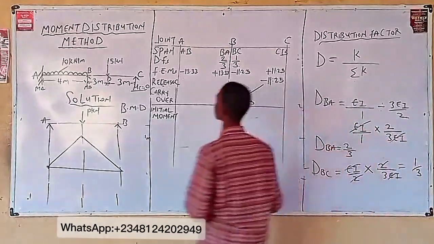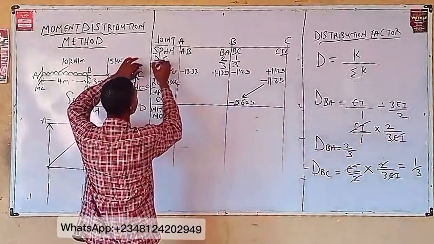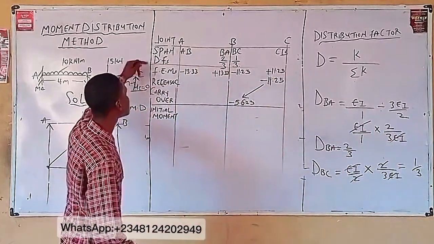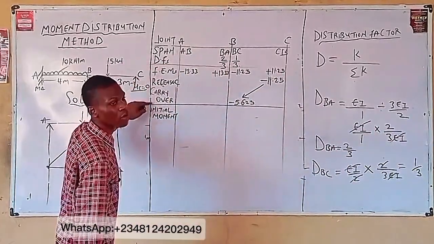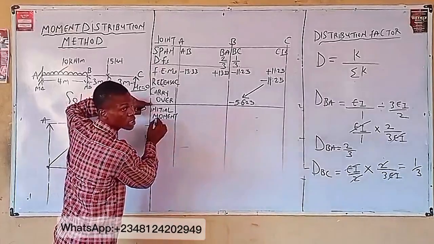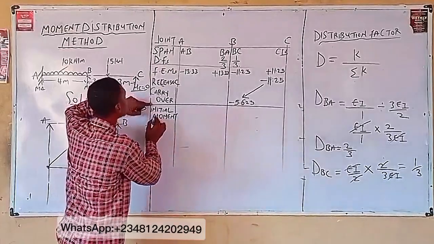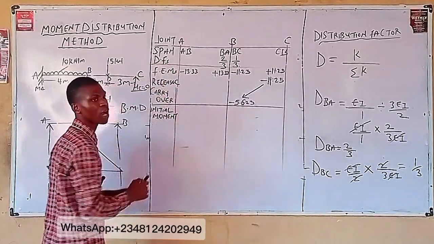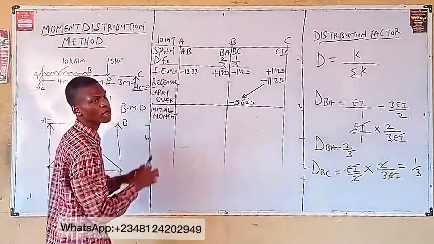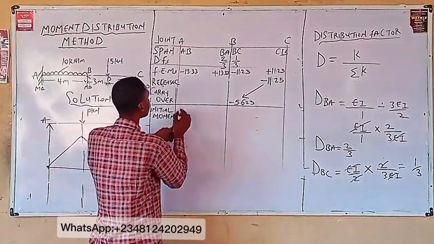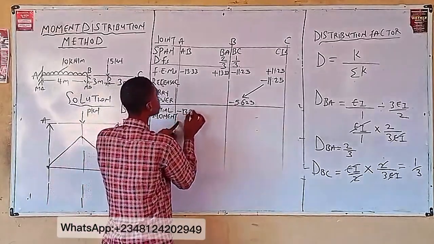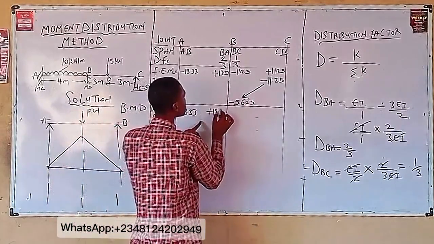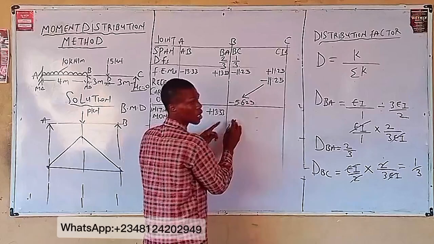How it works is that from your fixed end moment, sum the value up to your carry over. You want to get your initial moment now. How do you get your initial moment? Starting from your fixed end moment up to this carryover, sum up all the values. For this first one, what do you have? Minus 13.33. For this one, positive 13.33.